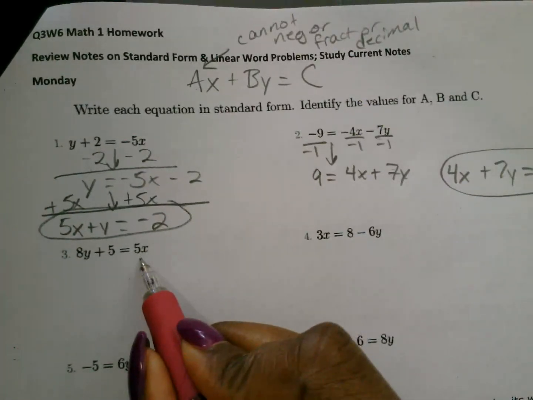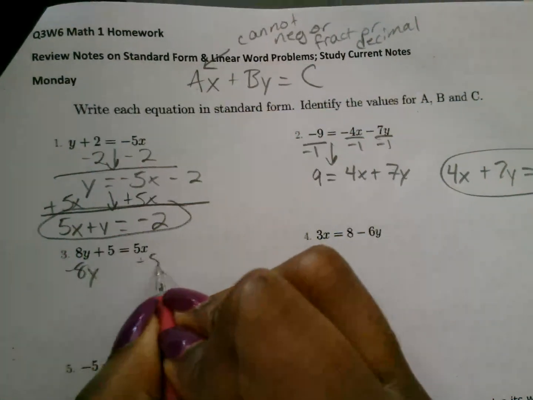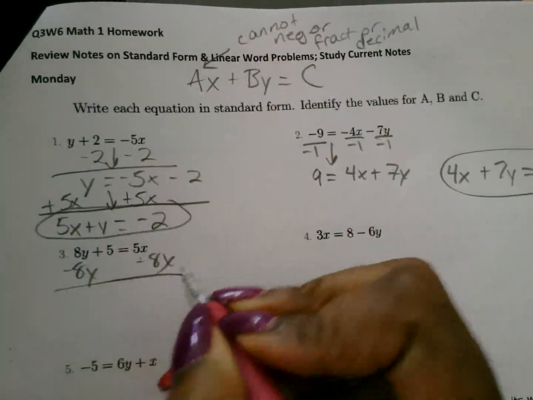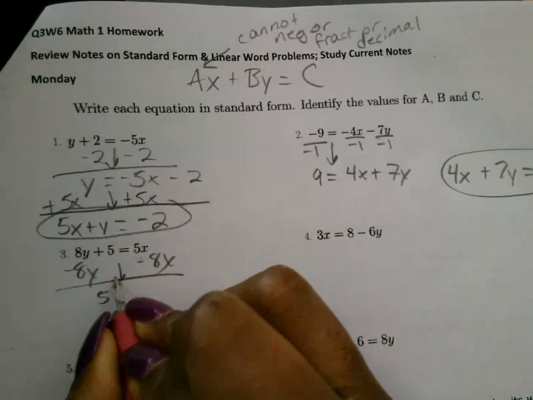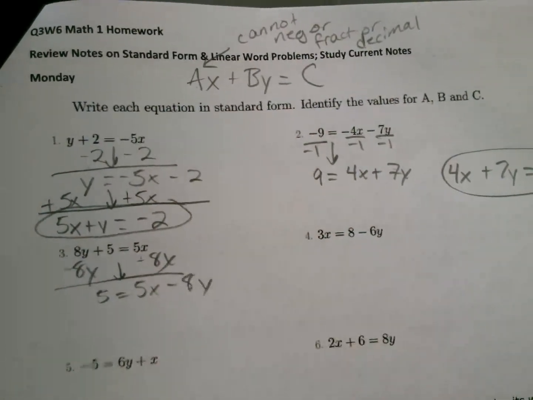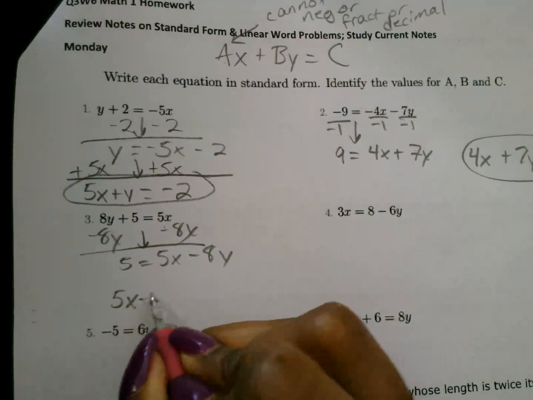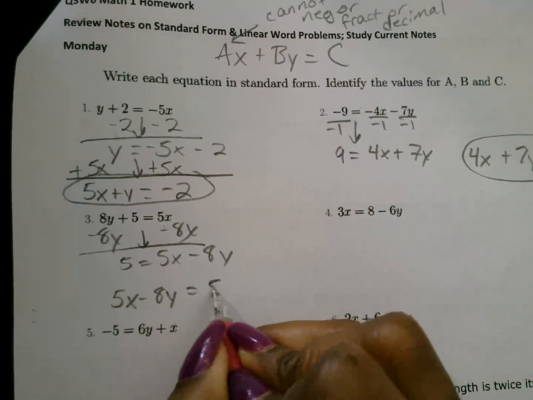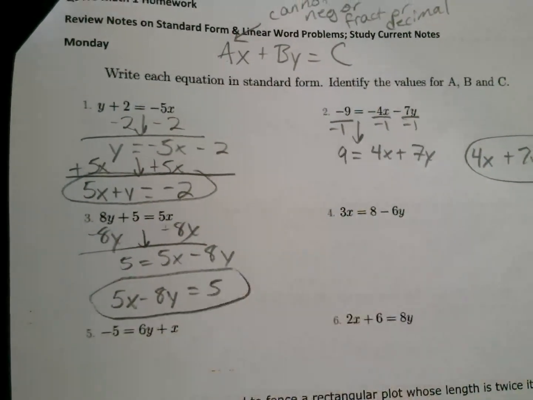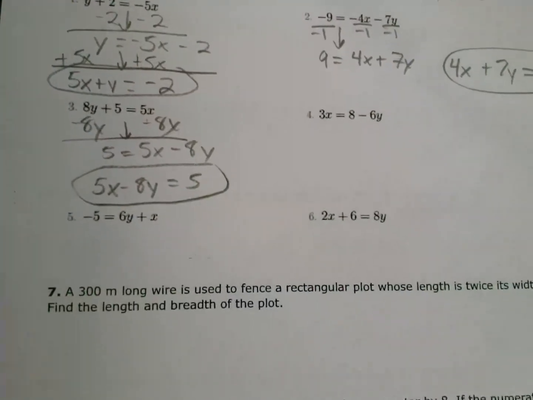All right, so now let's look at number 3. The x term is already on the side by itself. Just move the y term over. So subtract 8y. So now you have 5 is equal to, you got your x term, you got your y term. Okay, so this is standard form. Just rewrite it. Put this over here is equal to 5. Okay, and you should be able to do the others on your own.